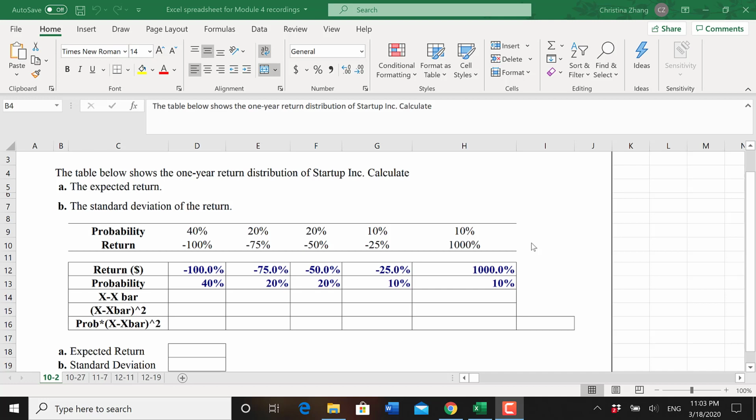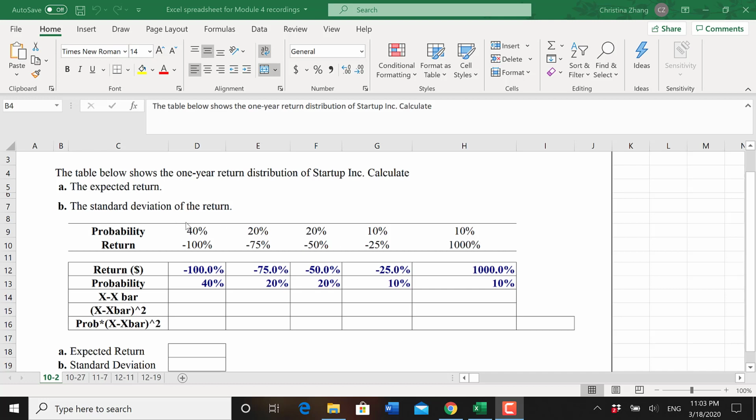If you want to find the original problem, you can go back to the end of chapter 10. You're provided with the probability and the corresponding return. This is what we call a probability distribution, or a return distribution. It provides the actual return you're going to receive and how likely you are to receive that. For instance, this means you're going to receive negative 100% return with 40% likelihood, and negative 75% return with 20% likelihood, and so on and so forth.